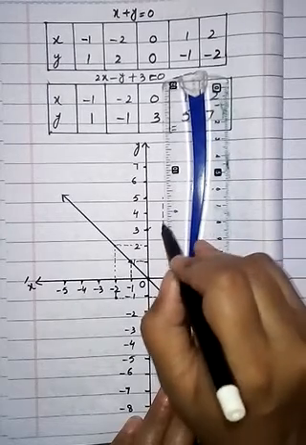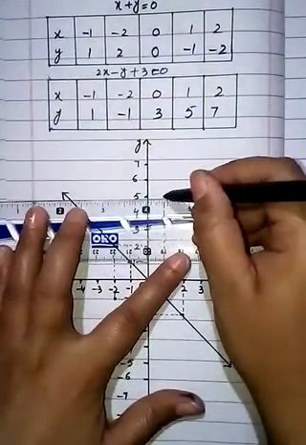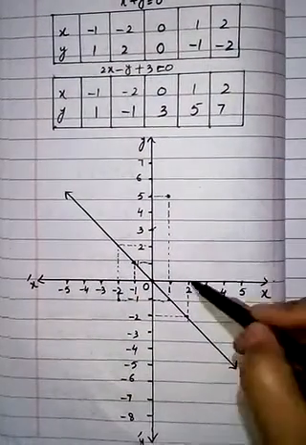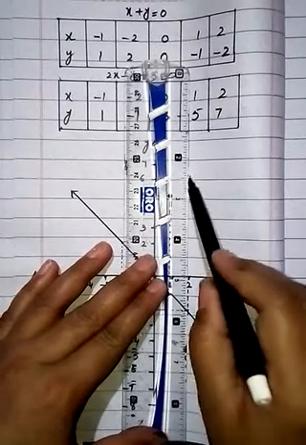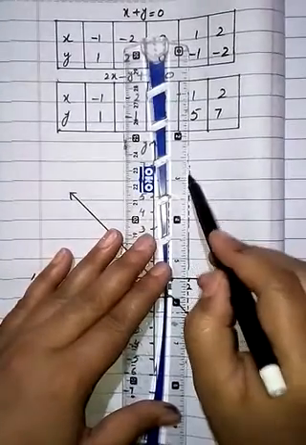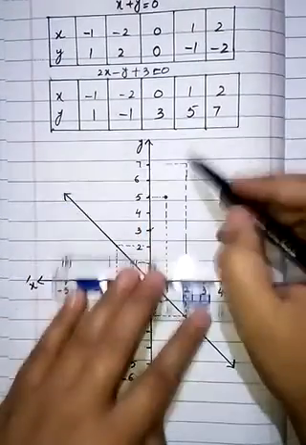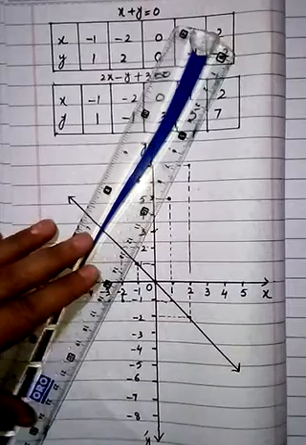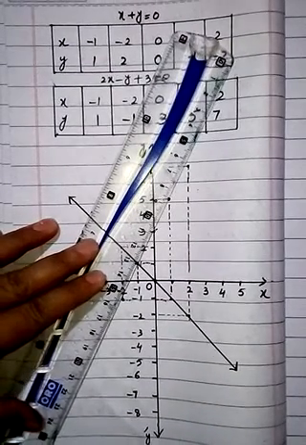So you have to join in dotted line. Now you have to join with 5. Now you have to get this point. Next is x is 2 and y is 7. So you have to extend up to 7 in dotted form, up to 7. Now this is the point. Now you have to join these points. Let's see, you have to get these points.